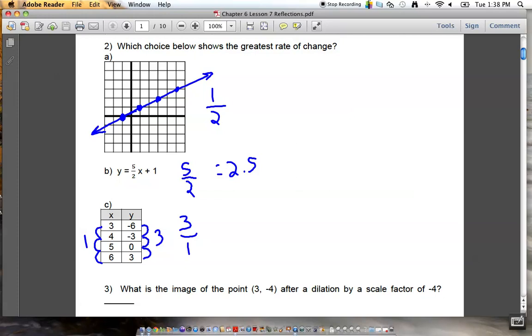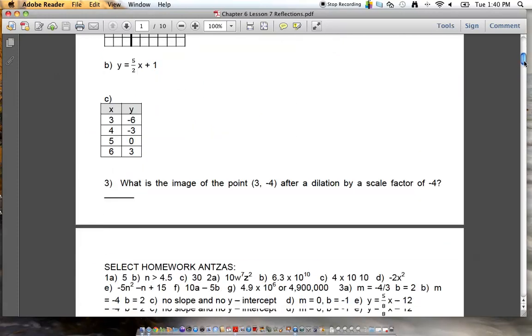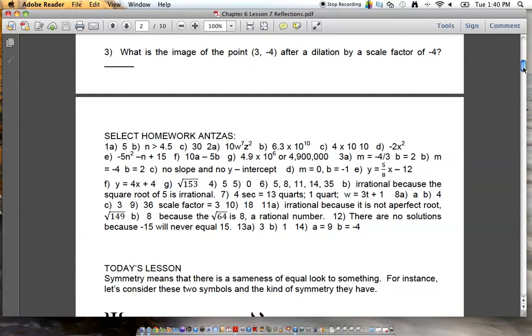Last but not least, talking dilations. What operation do you use with a dilation? Multiply. So if I'm going to dilate this by a factor of -4, what do I have to multiply by?